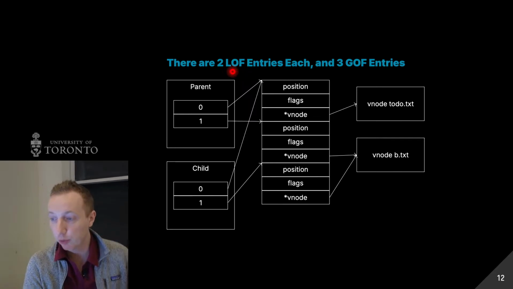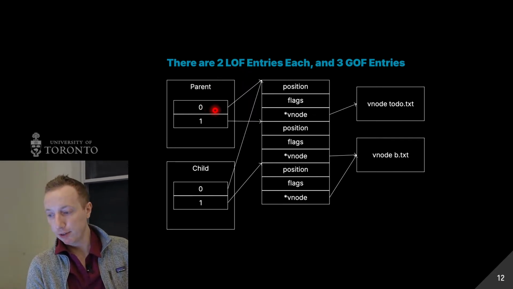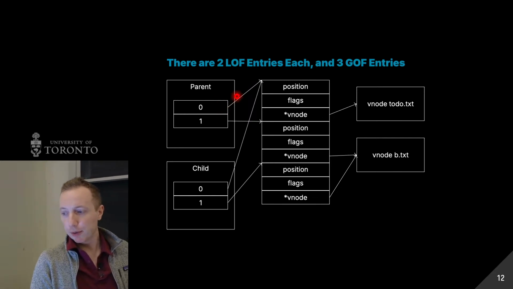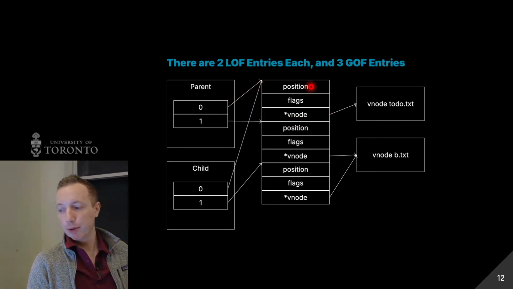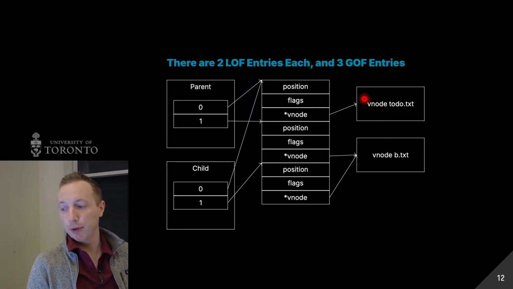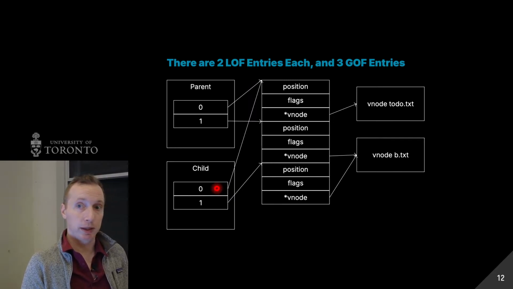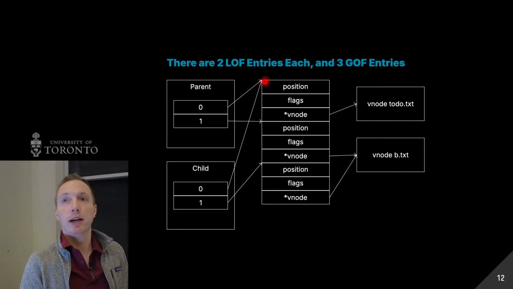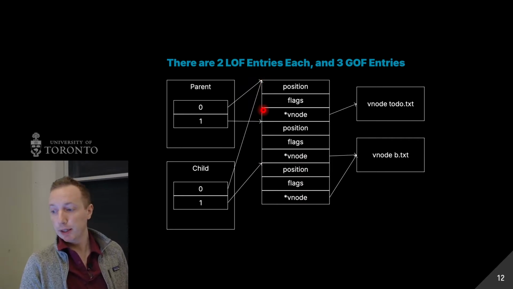There would be two local open file tables, one for each process. The parent's file descriptor 0 would point to this global entry, which would have its own position flags and vnode that points to todo.txt. And then due to the fork, the child would also have its own file descriptor 0, its local entry pointing to that same global one. And then after the fork, they both open b.txt, so that would create two new entries in the global table, and they would both point to file B, but the parent process would be looking at this one, and the child would be looking at a different entry, also pointing to file B.